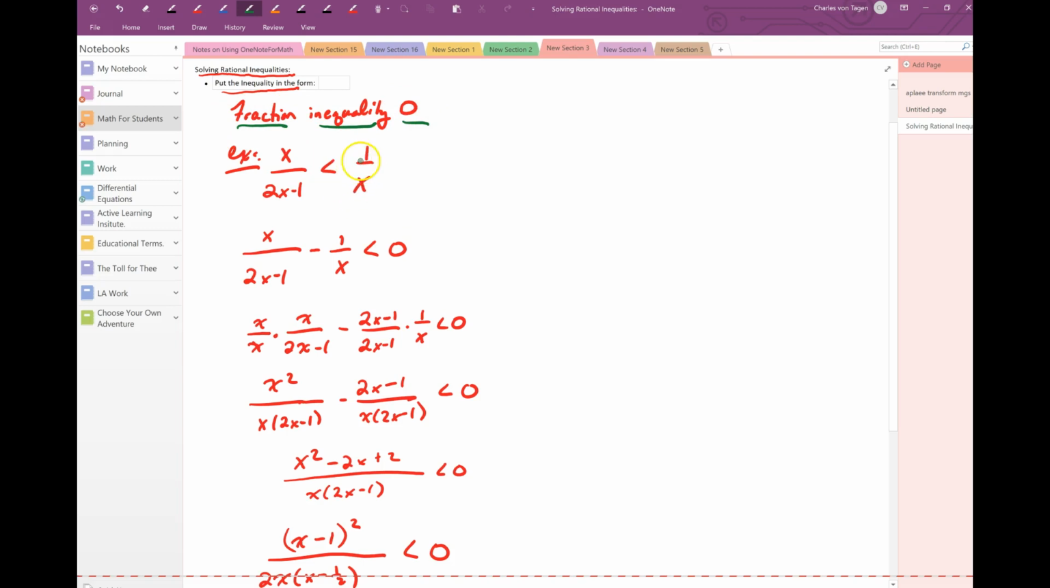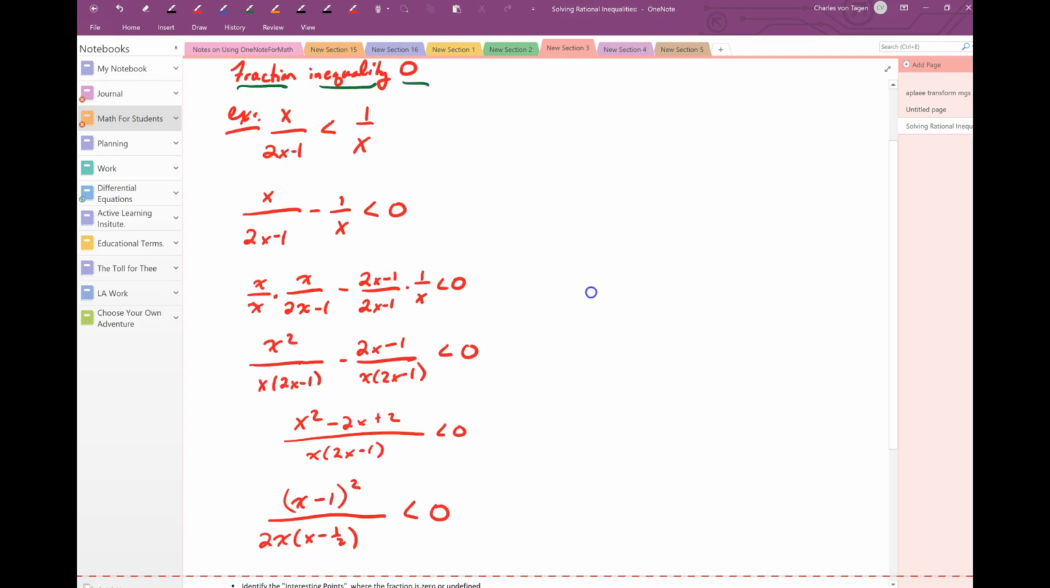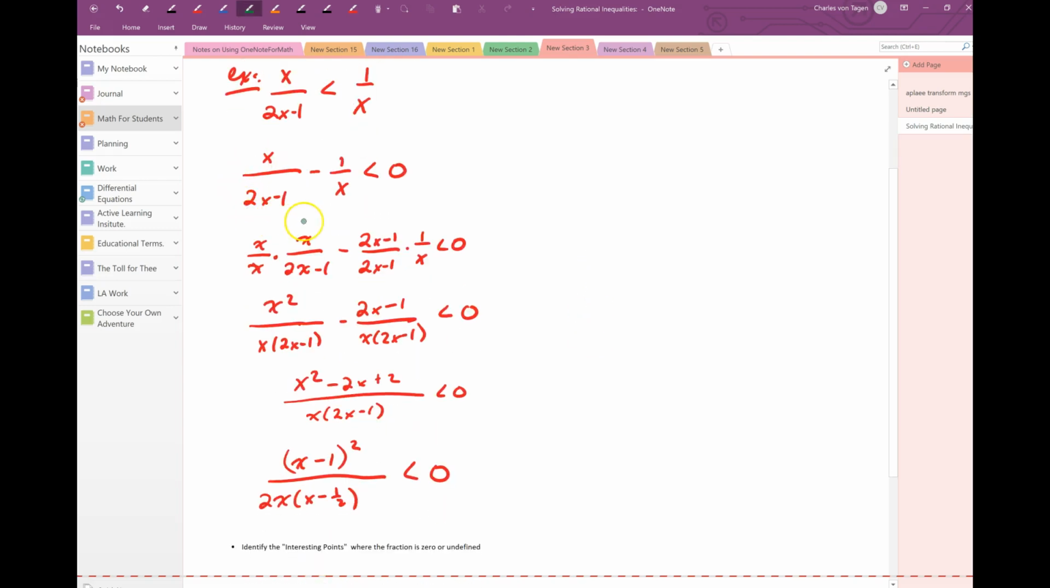So the first thing I need to do is let's go ahead and take this expression over the other side. I've done that here. Then I need to write this expression as a single fraction. So to do that, I need a common denominator. Well, my common denominator in this case is going to be x times 2x minus 1. So we can see that the first fraction is missing the factor of x from the common denominator, so we multiply this by x over x.